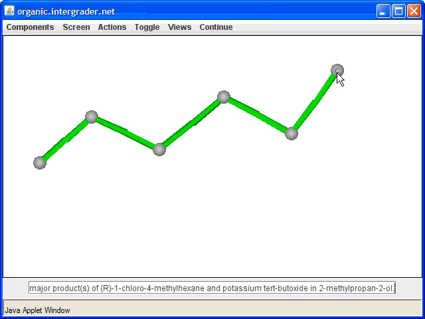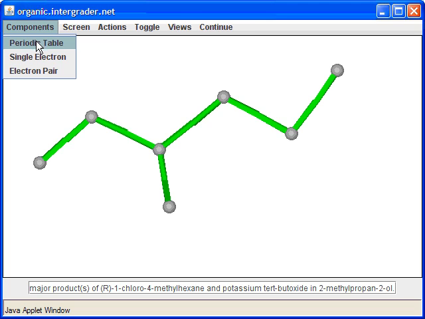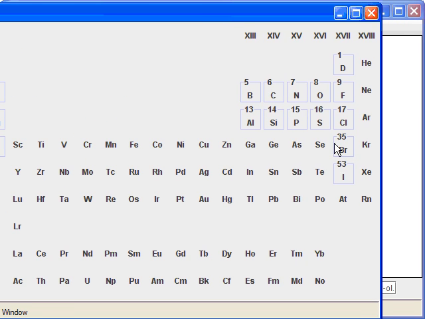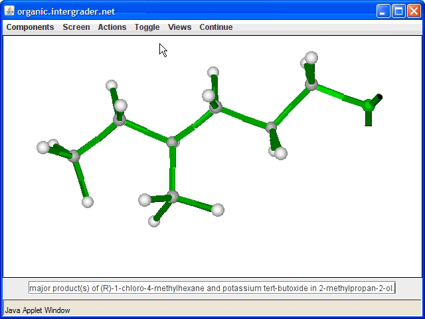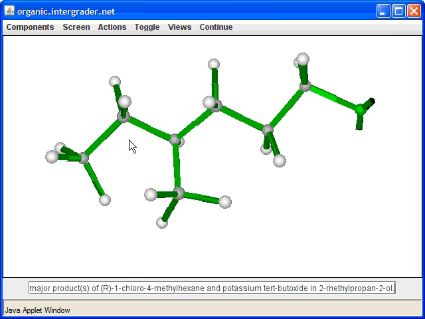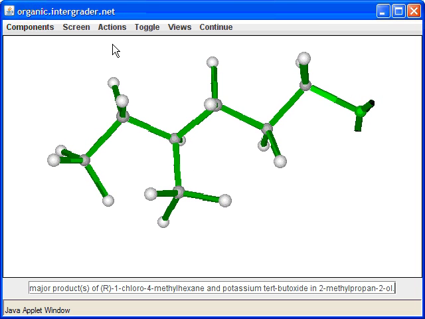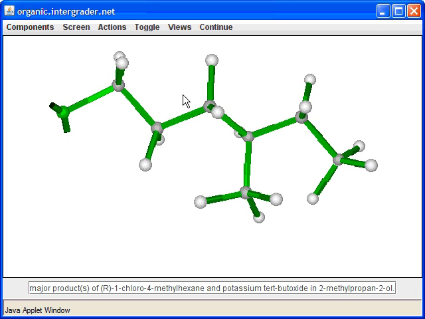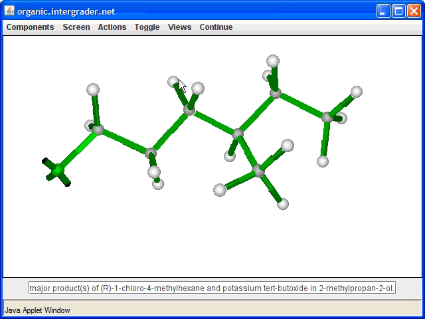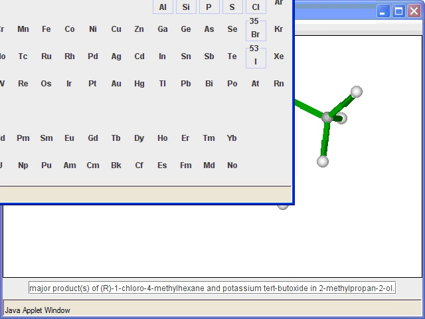So in this case, we'll go ahead and put a methyl at the 4th position. The next thing we'll do is add a chlorine at the 1st position. We'll check the stereochemistry of the product after we've added hydrogens. In this case, this is actually the S configuration, so we'll hit mirror, and now it's the R configuration. The next thing we'll do is put our big base in there, the potassium tert-butoxide. So we'll need 4 carbons there.